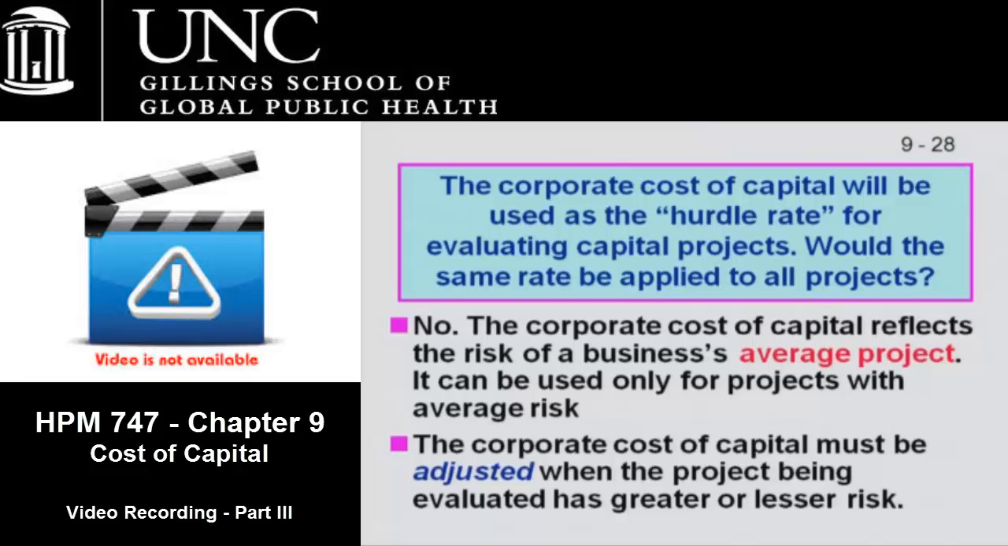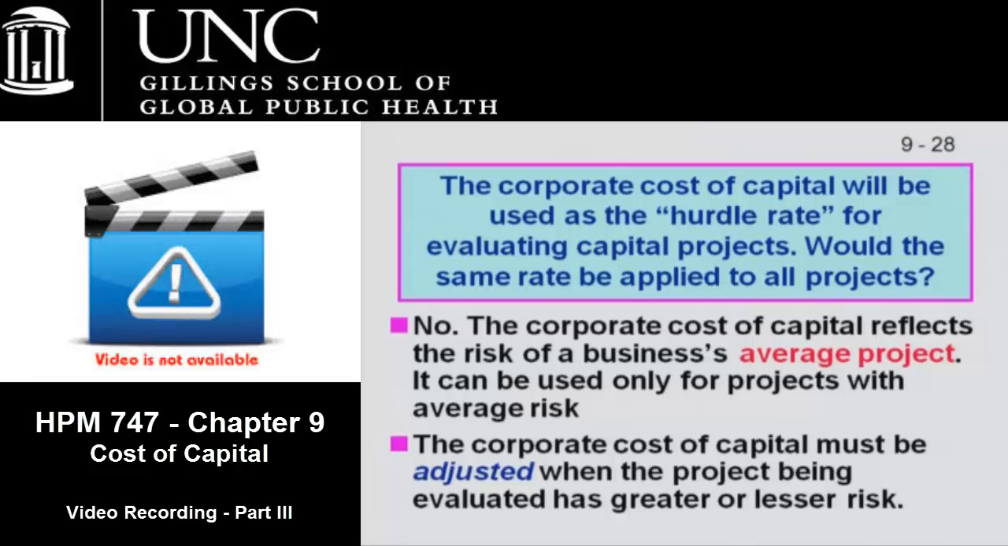Would the same rate be applied to all projects? And the answer is no, because it assumes that the projects you're going to be using it for are all of average risk. If they're not of average risk, what do you have to do? Adjust for the risk. And how would you do that? Adding a risk premium. You can increase or decrease the corporate cost of capital to adjust for relative changes in risk.